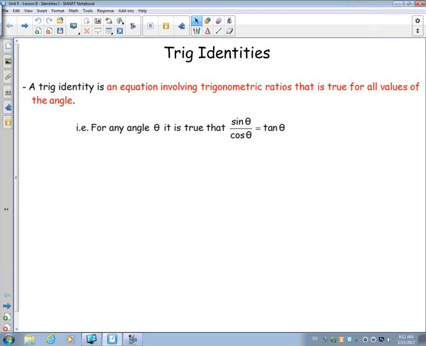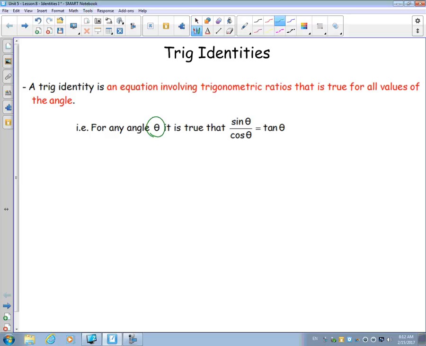In this lesson, we're going to examine something called a trig identity. The idea behind a trig identity is to simplify an expression involving trigonometric functions: sine, cos, tan, secant, cosecant, cotangent. An identity is something that, yes, simplifies it, but it has to be something that's true for all values of an angle.